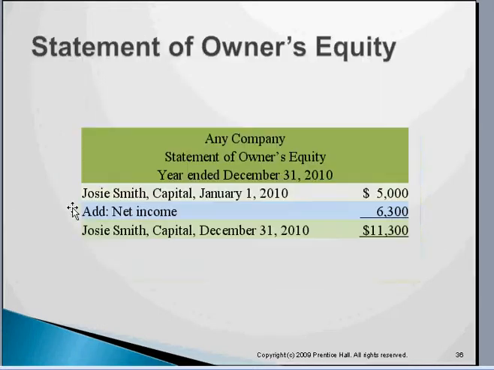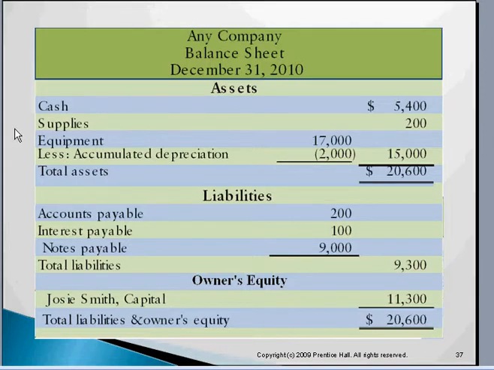The statement of owner's equity, Josie Smith started with $5,000 on January the 1st. $6,300 of net income, which came from the income statement, gets added to the beginning balance, and Josie Smith's ending capital balance is $11,300. That amount flows next to the balance sheet.